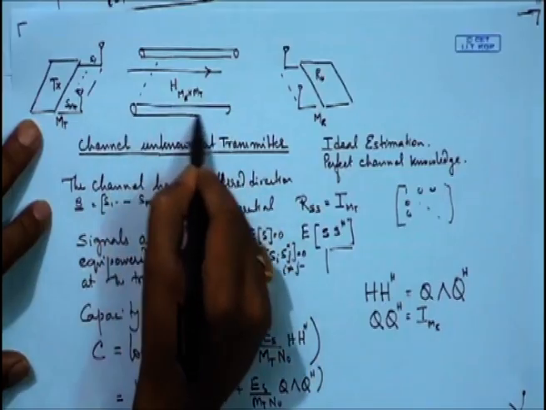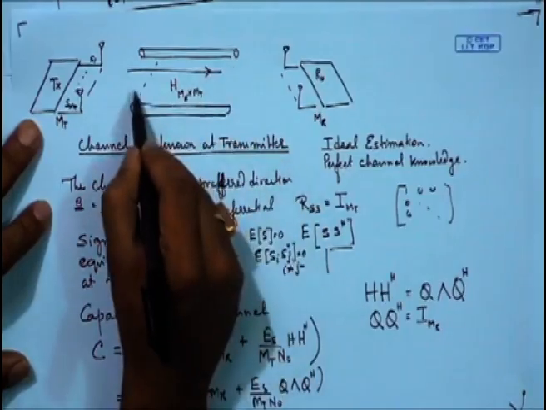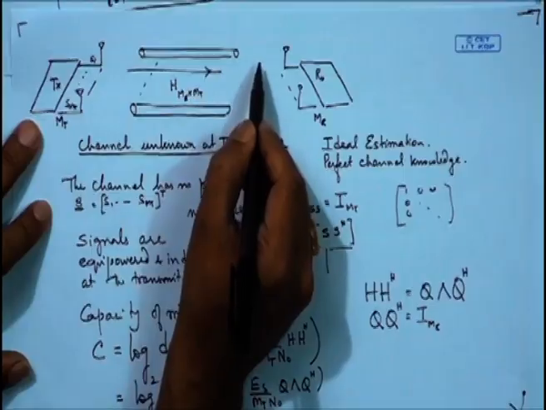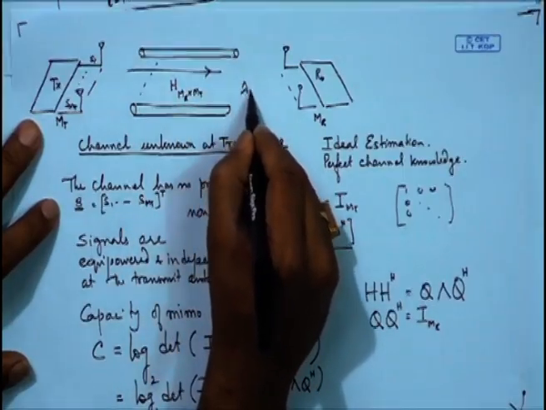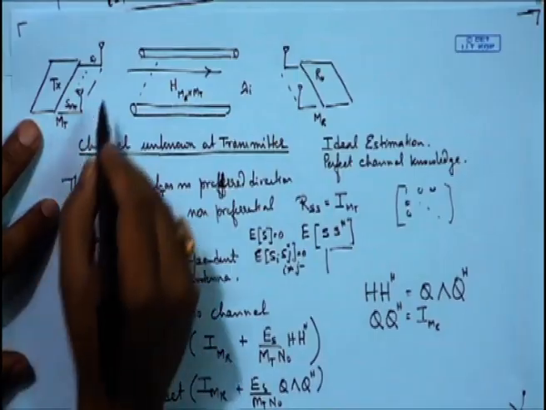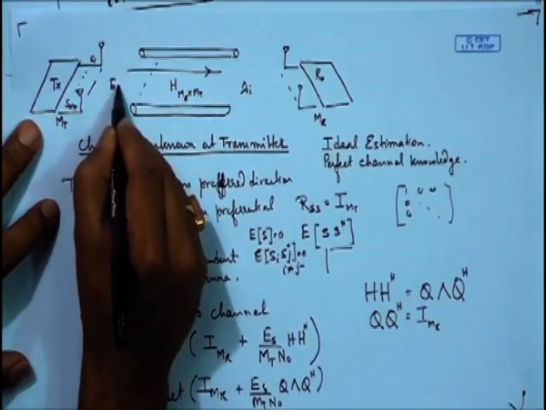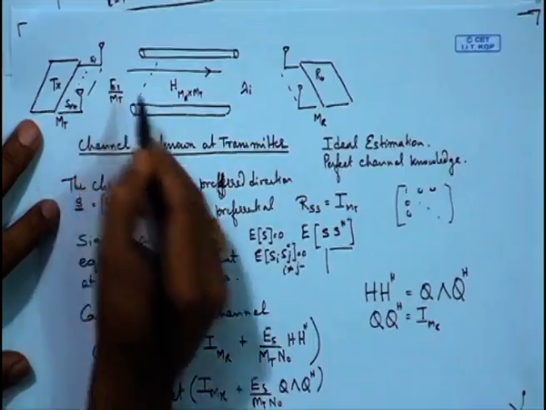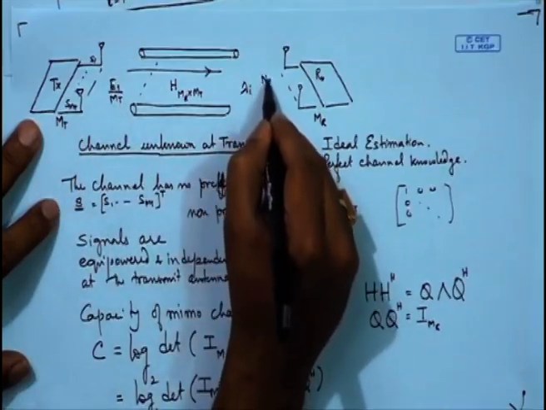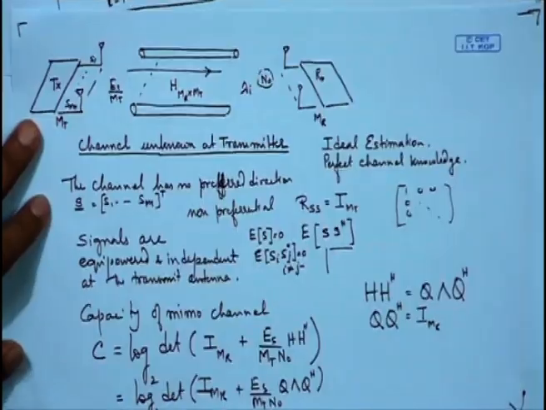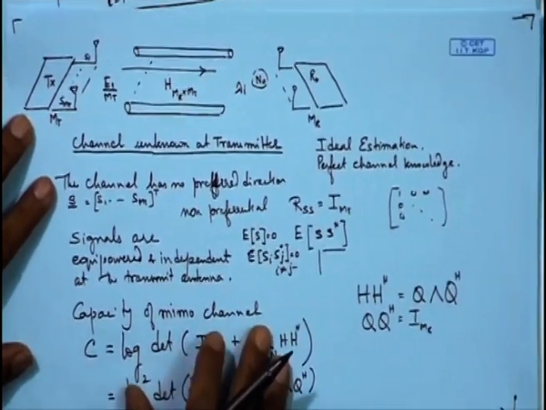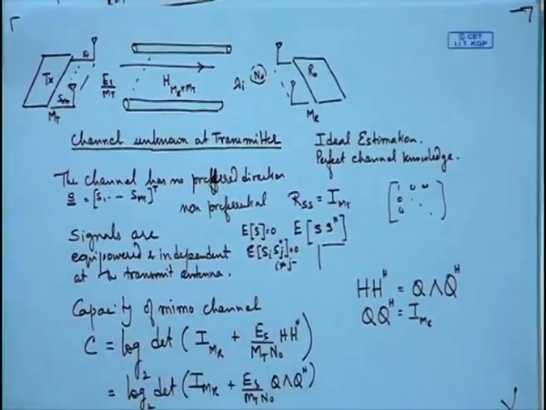And how many of them are there? There are r number of such parallel SISO links between the transmitter and receiver, each having a gain of lambda I, and the transmit power of each of the links is Es upon Mt, and each of the links is experiencing a noise power of N naught. So, that could be the description of the MIMO capacity of a system.